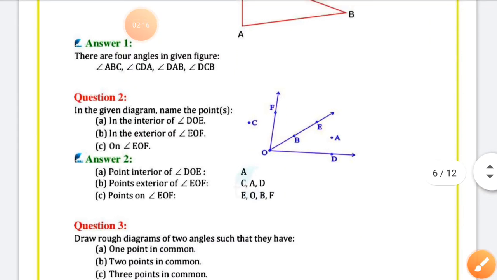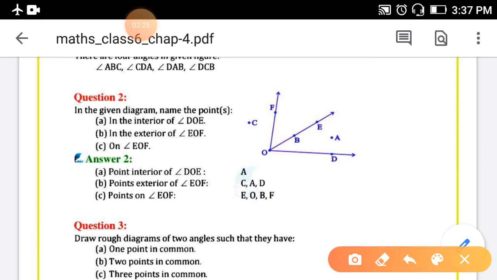Next, question number 2. In the given diagram, name the points. A. In the interior of angle DOE. Where is the angle DOE? Here is D, O and E. So in the interior of this angle, which point is it? A. Okay, so the answer is A.